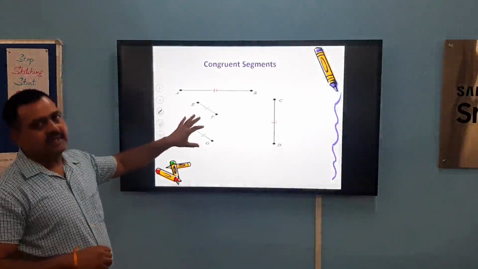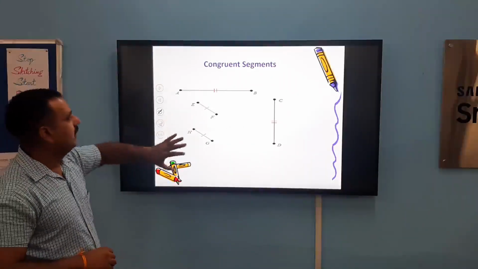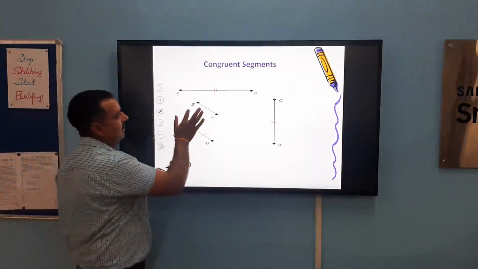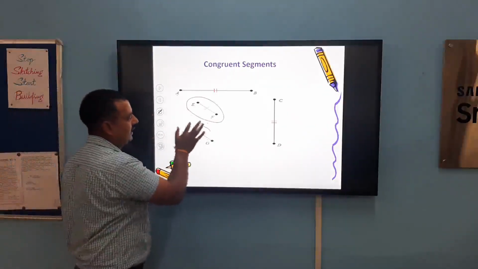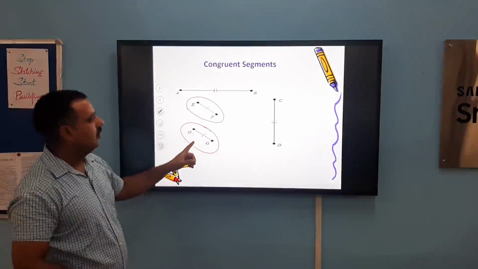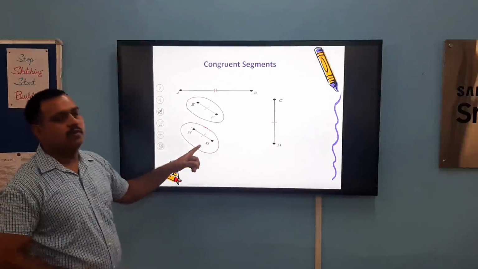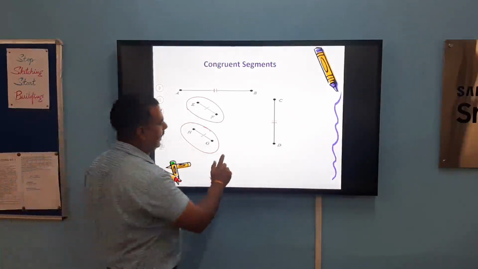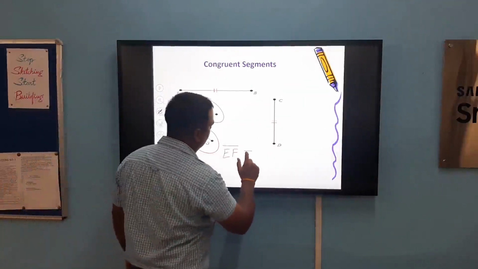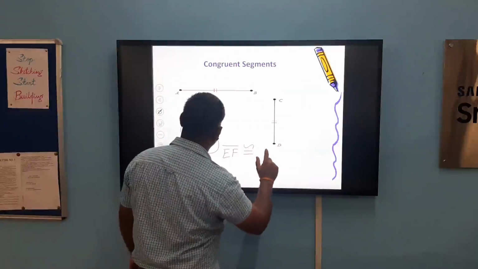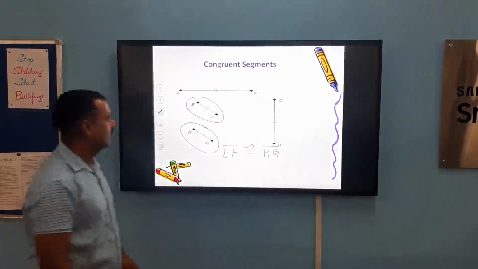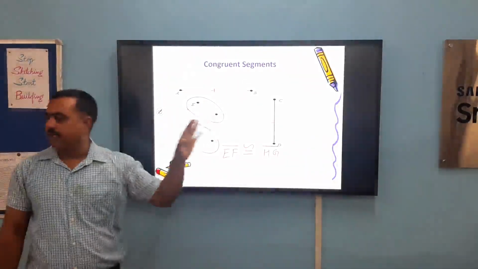Now here is an example of congruent line segments. Here we see four line segments in the figure. Line segment EF and line segment HD both have the same length, so we can say these are congruent to one another. We can write this like this: line segment EF congruent to line segment HD, and similarly the other pair also.